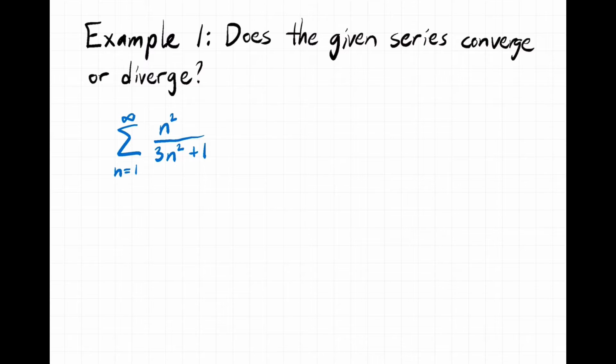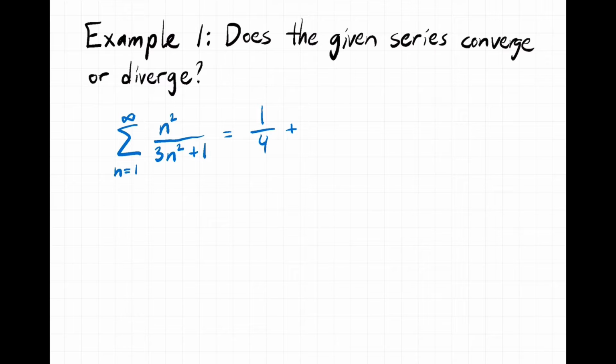Let's figure out whether the given series converges or diverges. Let's look at the sum as n goes from 1 to infinity of n squared over 3n squared plus 1. Now, you don't have to write out the terms of the series in order to figure this out. But just to make sure that we're clear on what we're talking about, let's at least write out the first few terms. So when n is 1, our first term is going to be 1 squared, which is 1 on top, over 3 times 1 squared plus 1. So 3 plus 1 is 4. 1/4 is our first term.